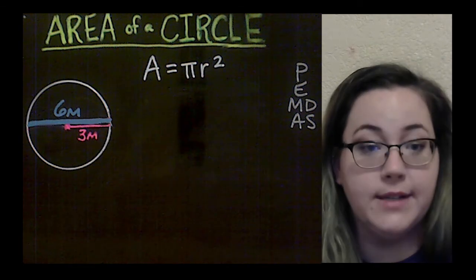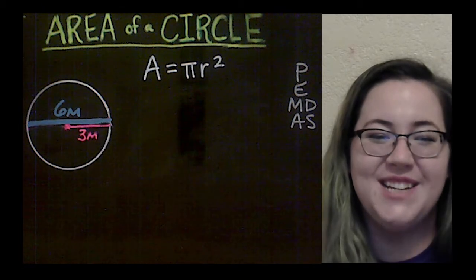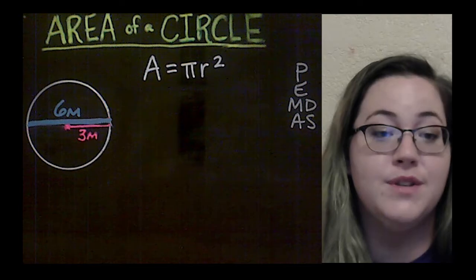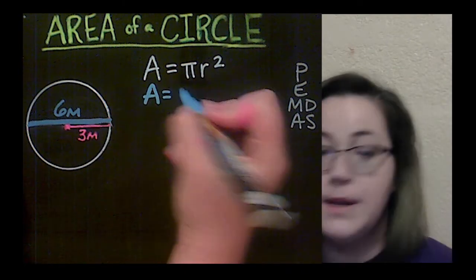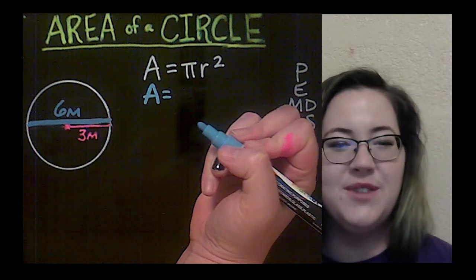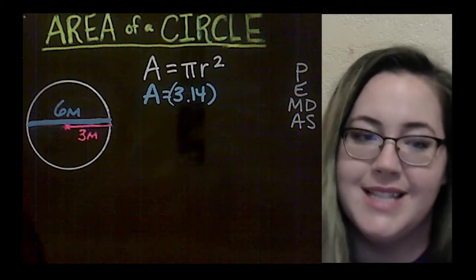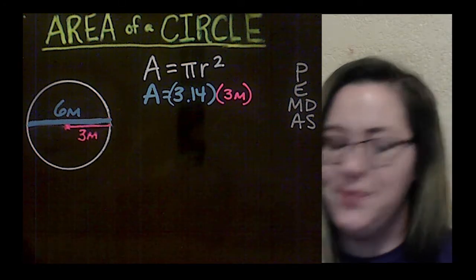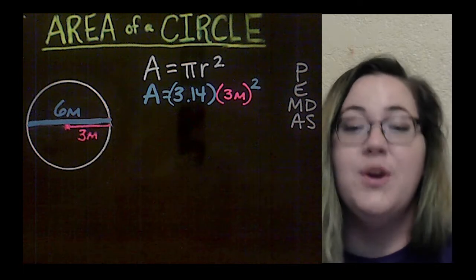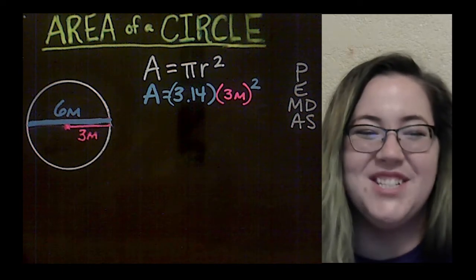Now that I have a radius, I can plug it into my formula for area of a circle. Notice all I did was divide the diameter by 2 to find the radius. Area, A, equals pi, which is 3.14. My radius in this example is 3, not 6. We have 3 meters as our radius. And we still have the square. Area equals 3.14 times 3 meters squared. Now everything's just like before.